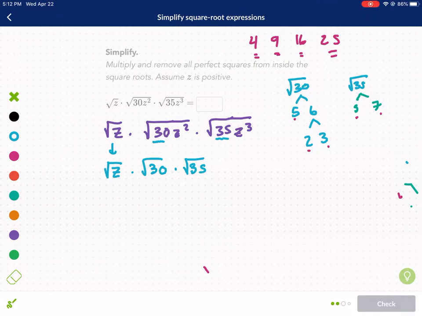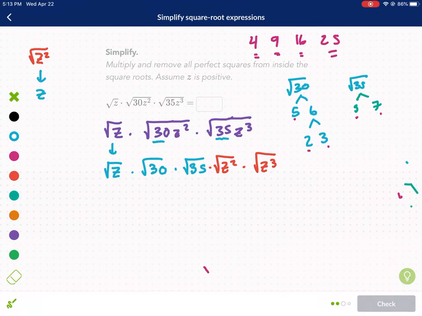Now, the ones that we can handle are the square root of z squared and the square root of z cubed. Okay, so how do we factor those ones? Well, let's take a look at z squared first, up in the top right. If we have a square root with a square inside, it's essentially undoing the square root and undoing the square. So this becomes z.